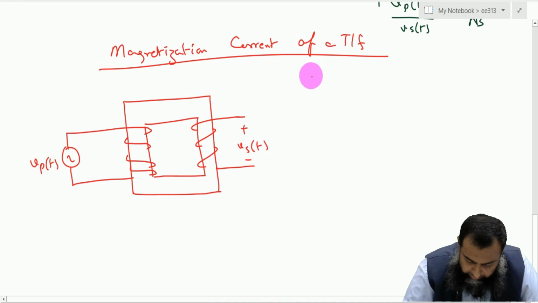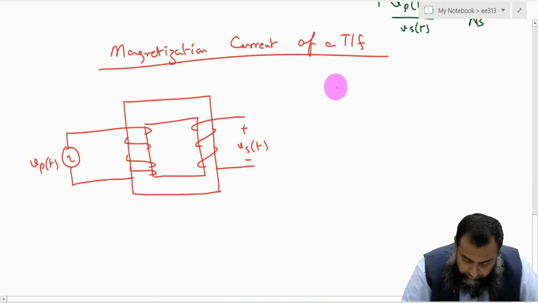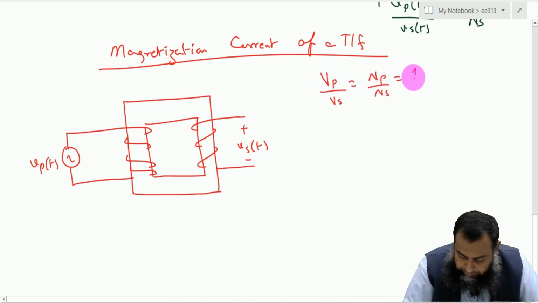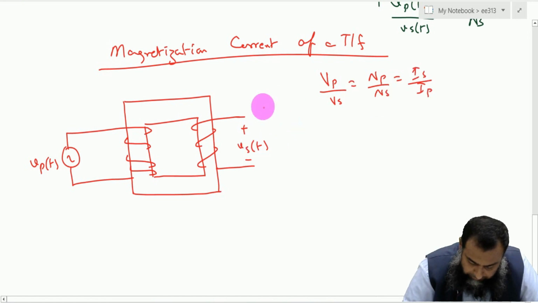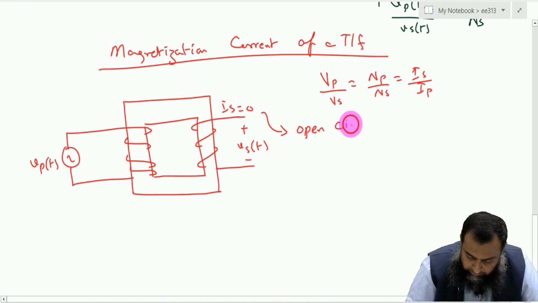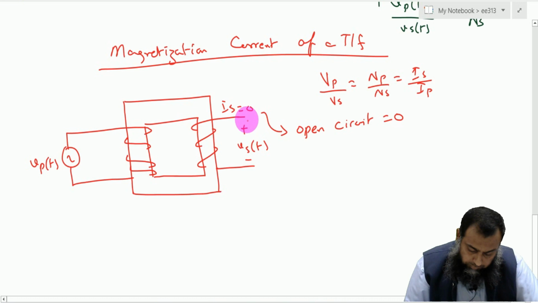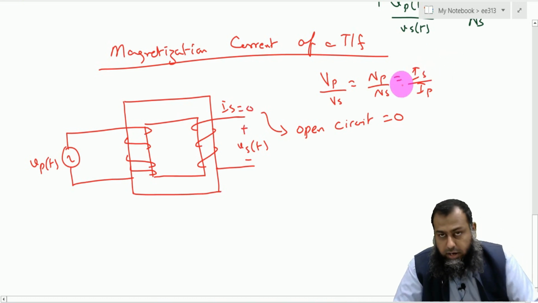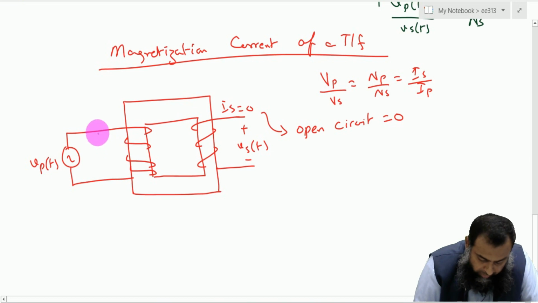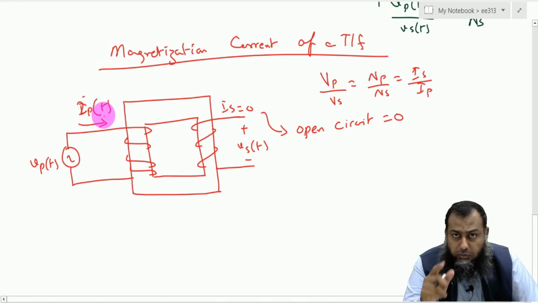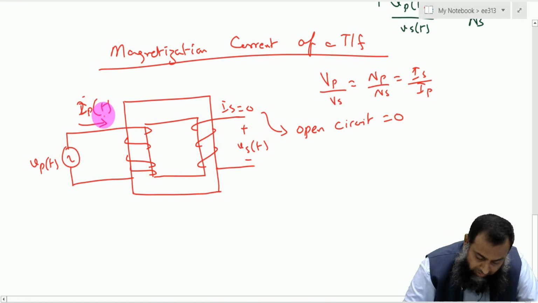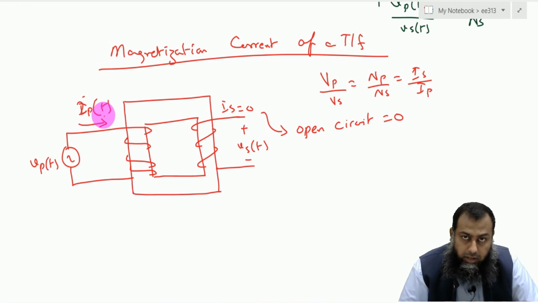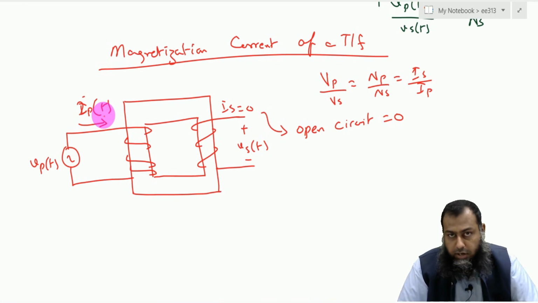Now because we know that in a transformer, Vp over Vs is equal to Np over Ns is equal to Is over Ip. Now because Is equals 0, because it's an open circuit condition, we should expect to have no current flowing into the primary side. However, this is not true. This is not true because there is some amount of current which is required to establish the flux in this particular core, and that current is known as the magnetization current of a transformer.